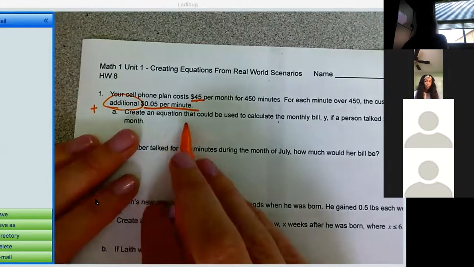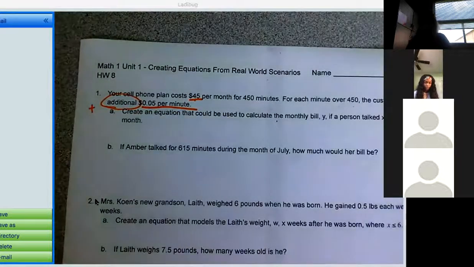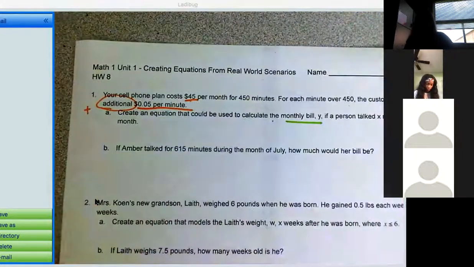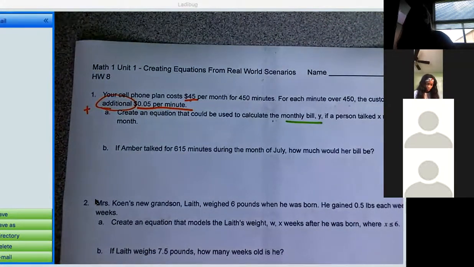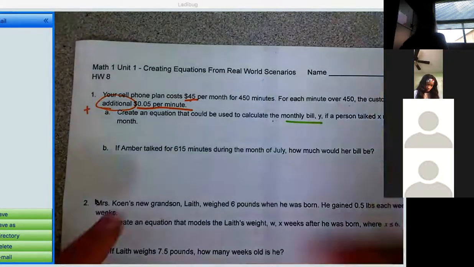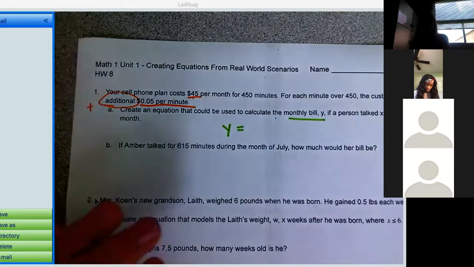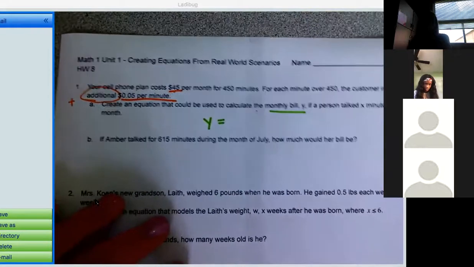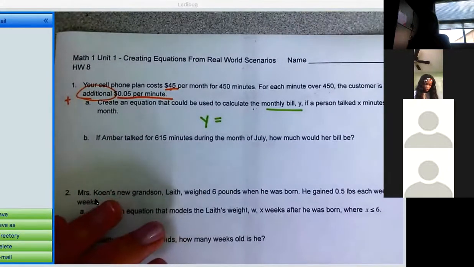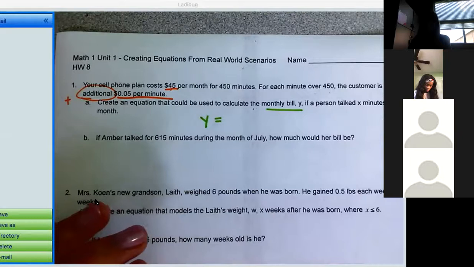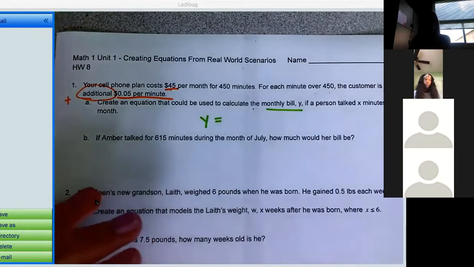All right. So part A says create an equation that could be used to calculate the monthly bill Y. Whatever it says you're calculating, that's what goes with the equal. So if it says monthly bill Y, then that would be Y equals. Yes, ma'am. So we're about to talk about that. All right, so Y equals.